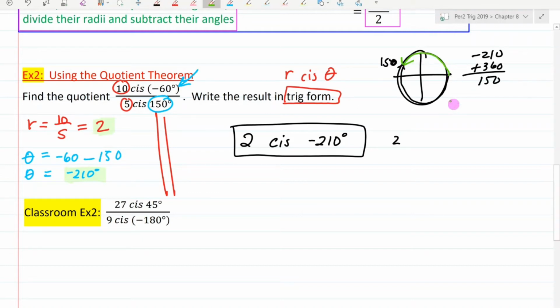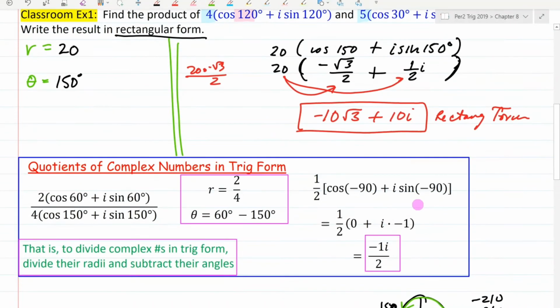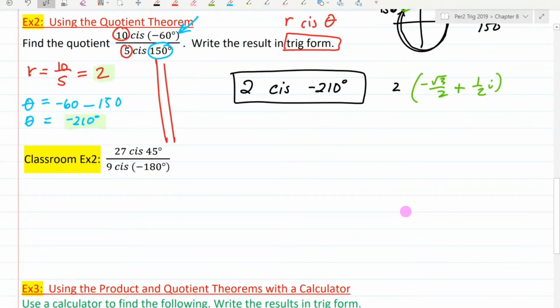So if we were doing this, the cosine of 150 would be negative radical 3 over 2. We just did that in the last problem. And then this would be 1/2 i, again, just like the last problem where we had 150. And you would have just negative radical 3 plus i when you distributed this out. So this is trig form, and this is rectangular.